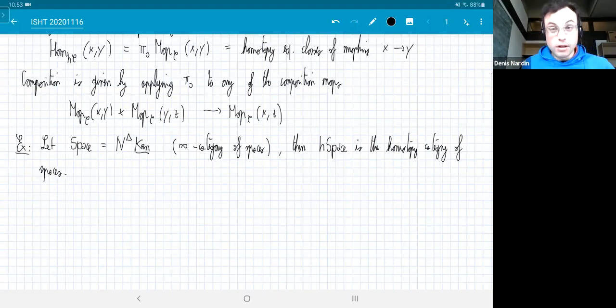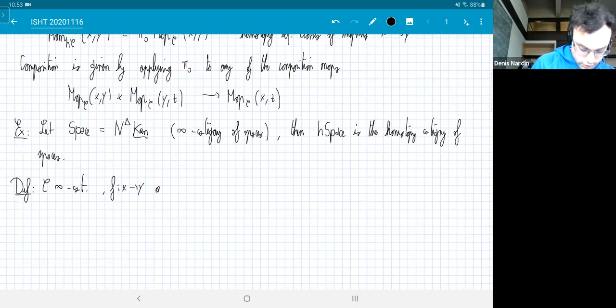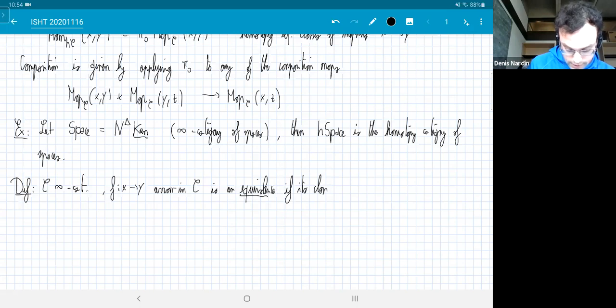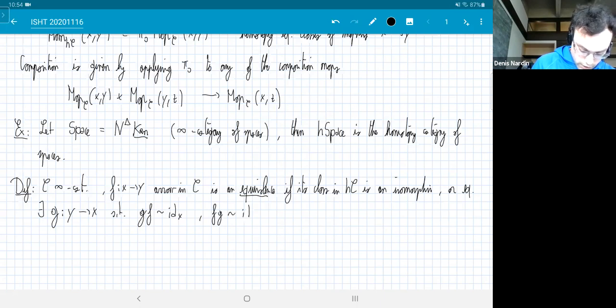Okay, but since I was talking about equivalences, let me actually define what an equivalence is. So let C be an infinity category, and f from X to Y an arrow in C. It is an equivalence if its class in HC is an isomorphism, or equivalently, if there exists g from Y to X such that gf is homotopic to the identity of X and fg is homotopic to the identity on Y.